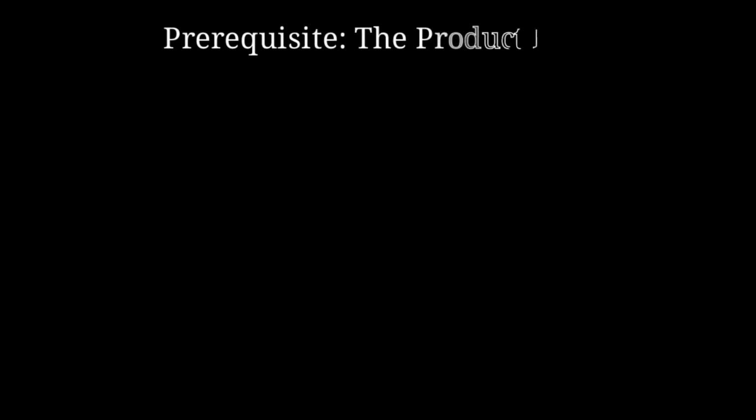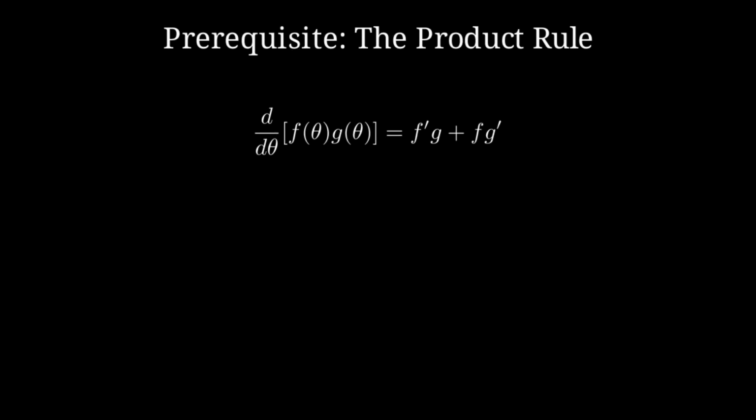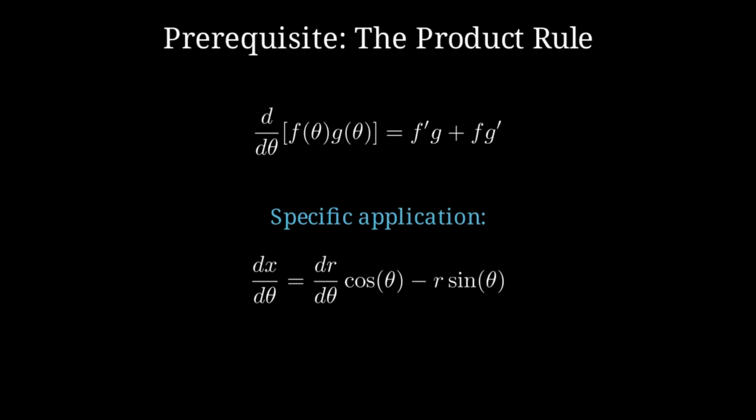Since r is a function of theta, when we differentiate x and y with respect to theta, we must apply the product rule. This step is crucial because it allows us to express the change in x and y as functions of the radius and the rate at which the radius changes with respect to the angle.